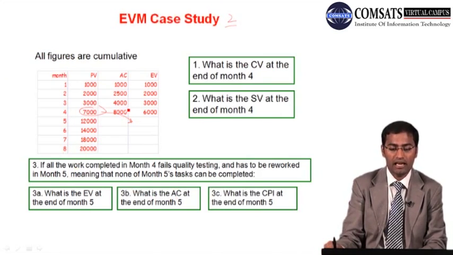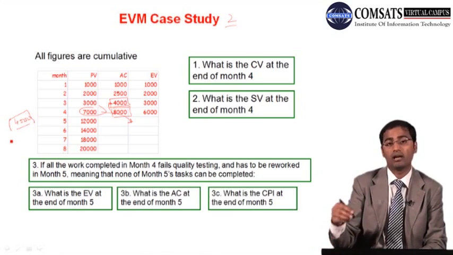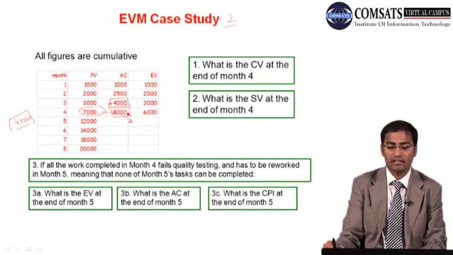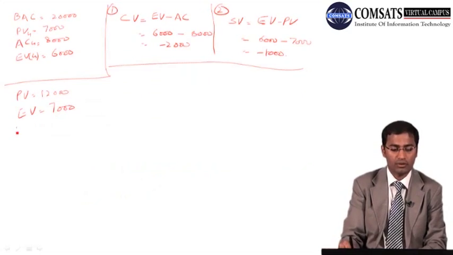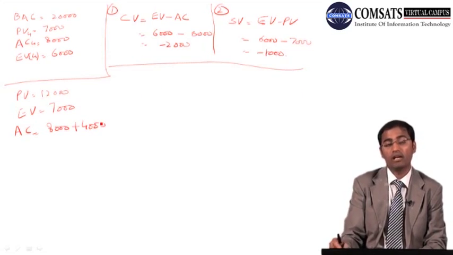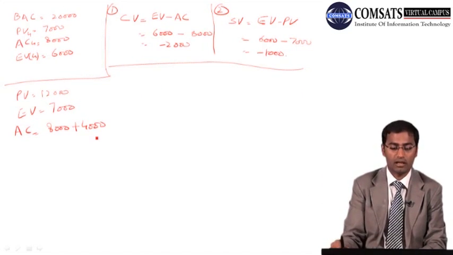So we are having 8,000 for month number 4 and 4,000 for month number 3. So if we subtract, we get 4,000, and this 4,000 has been again incurred. So we will add this 8,000 plus 4,000. So actual cost will be 8,000 which has already been spent, and now 4,000 has been spent again to redo the work of the fourth month, so your total came to 12,000.